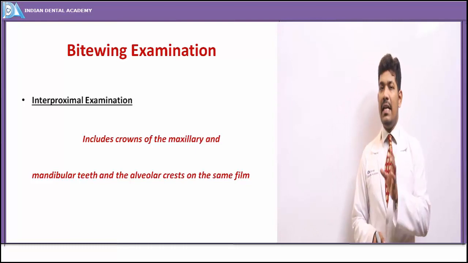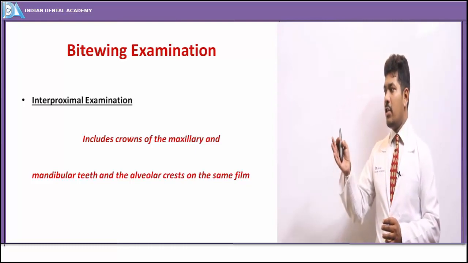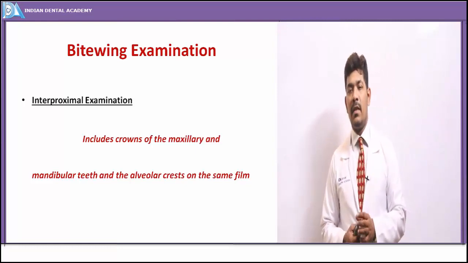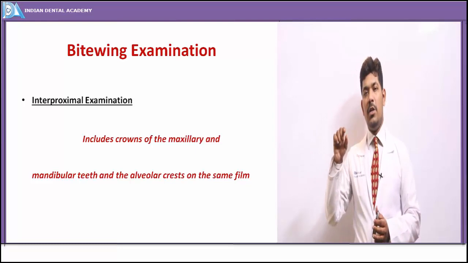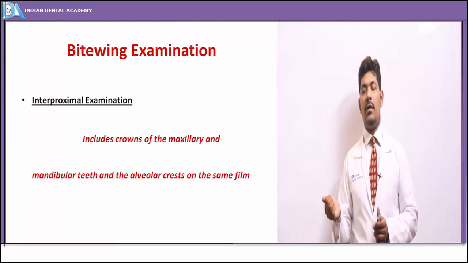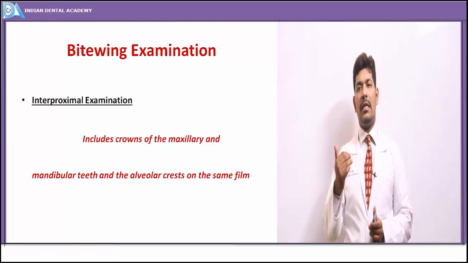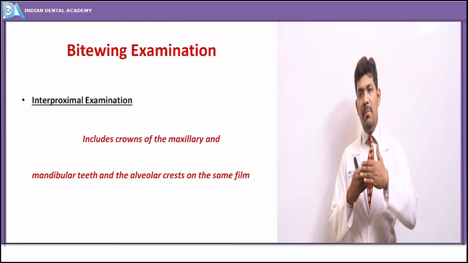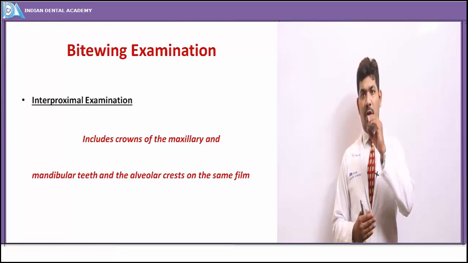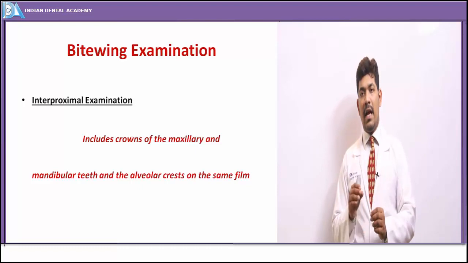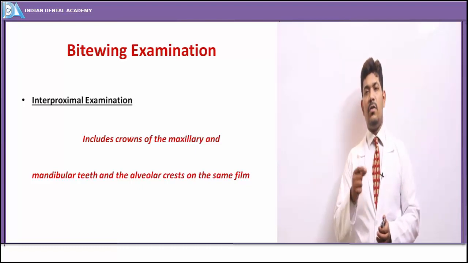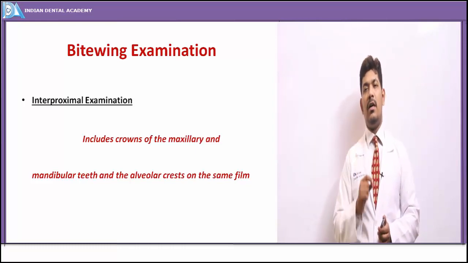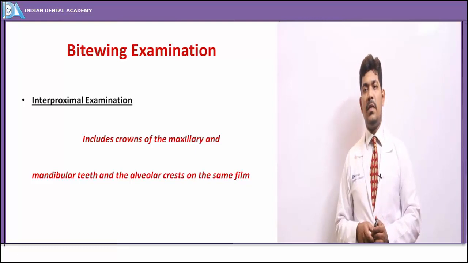So this is basically an interproximal examination which includes the crowns of both the maxillary and the mandibular teeth and the alveolar crest on the same film. Because of the unique angulation which we give in a bite-wing examination, we won't be able to bring out any information of the periapex. This image limits itself to the crown portions of the maxillary and the mandibular teeth, and the most important use is to determine the periodontal bone levels and the health and presence of any abnormal structures within this specific area.